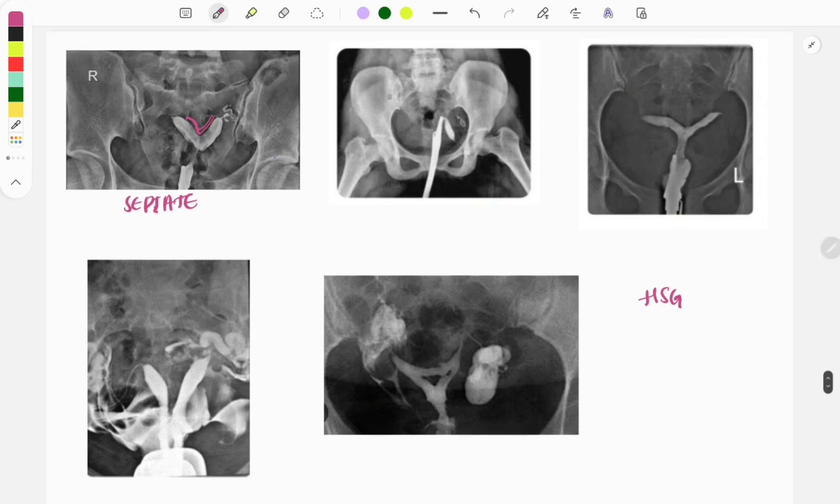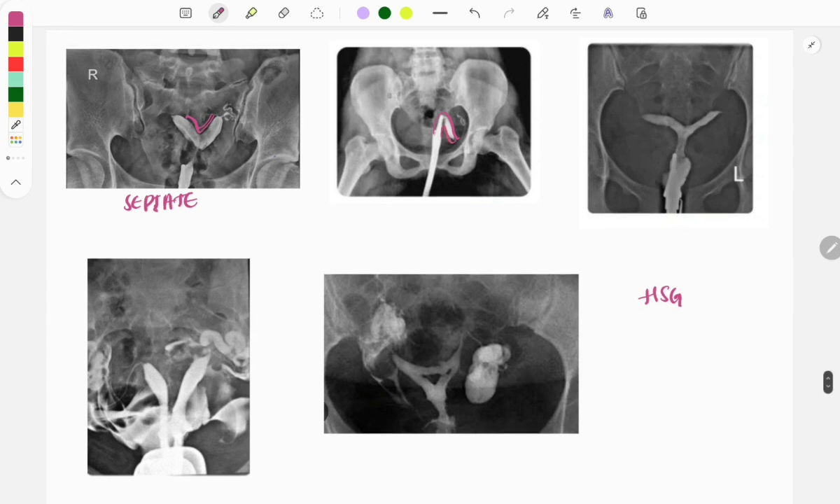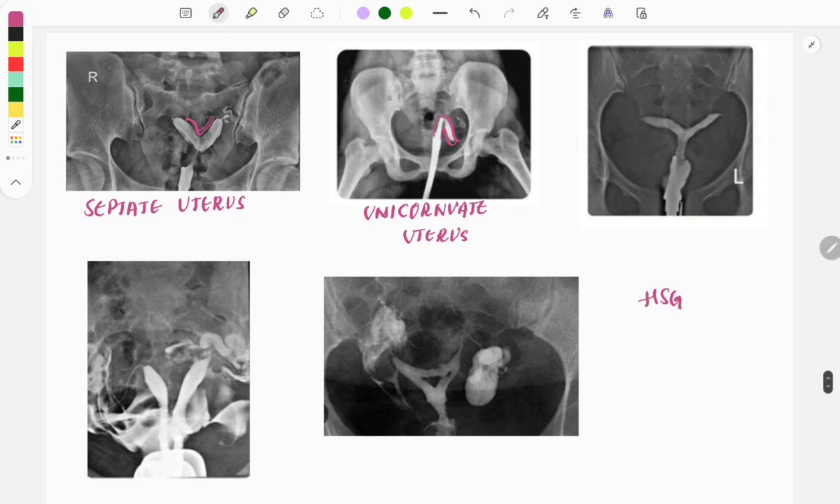Then the next image, as you can see here, the contrast is going into one side. So this image is seen when there is a unicornuate uterus. And the next image, as you can see here, the contrast is going into different directions. So this is suggestive of the bicornuate uterus.